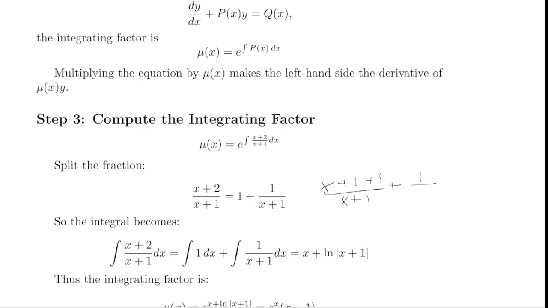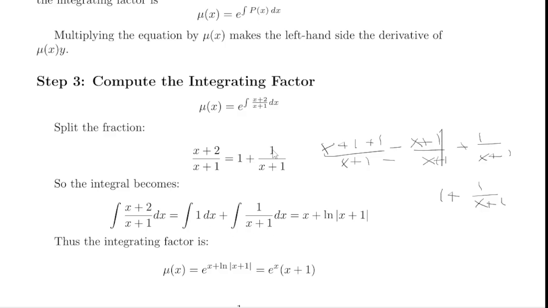And then we'll ignore the 1 over x plus 1. So then you can split this up into two fractions. It's going to be x plus 1 over x plus 1 plus 1 over x plus 1. And so this is going to cancel. You're going to be left with 1 plus 1 over x plus 1. So that's what we have over here.